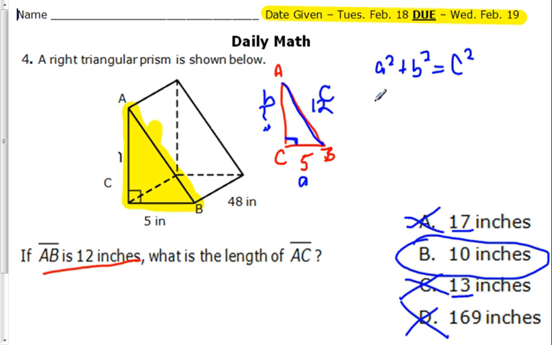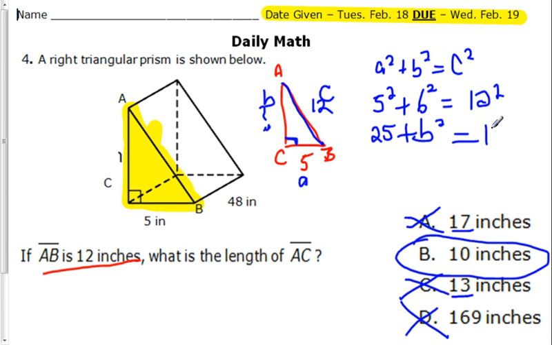A squared is going to be 5 squared. So 5 squared plus B squared is equal to 12 squared. 5 squared is 25, plus B squared is equal to 12 squared, which means 12 times 12 is 144.